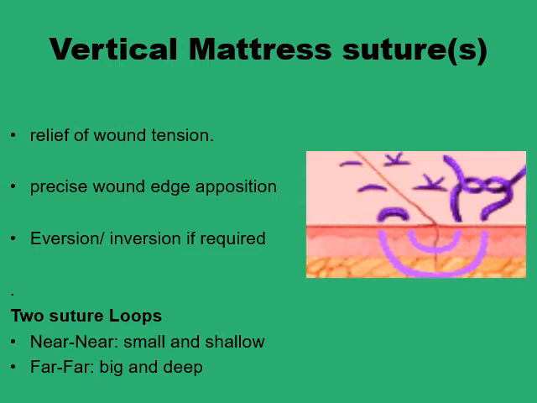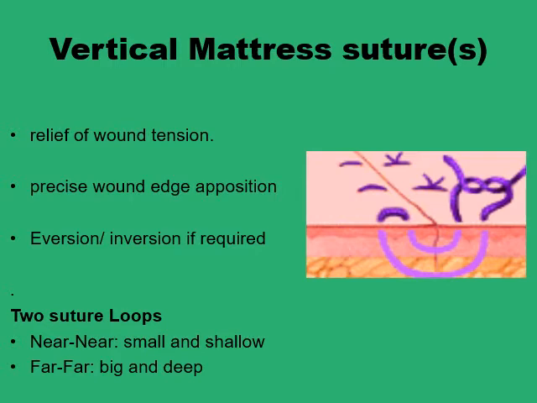Sutures are developed to provide three main functions. They relieve the wound tension while the wound is healing. They also provide precise opposition of the skin edges, point-to-point position. And some sutures can evert the wound and some sutures can invert the healing wound.